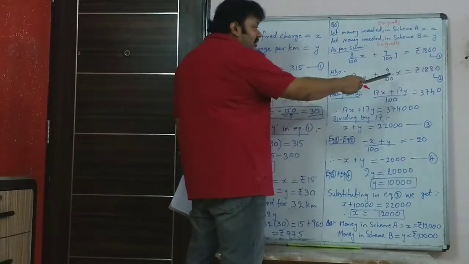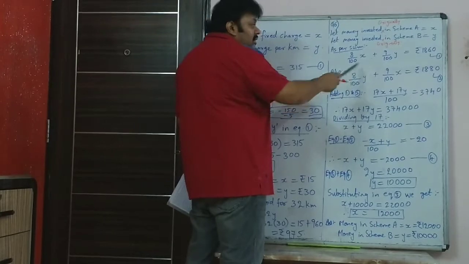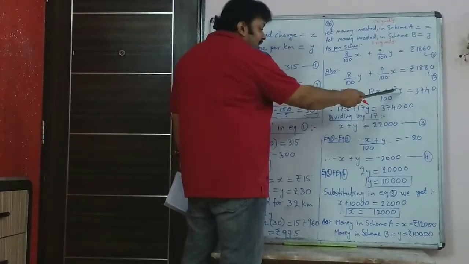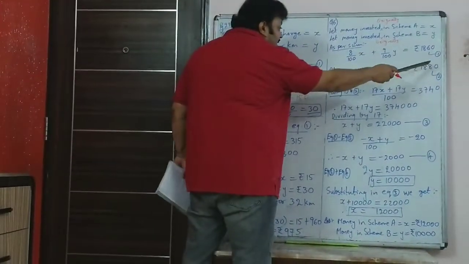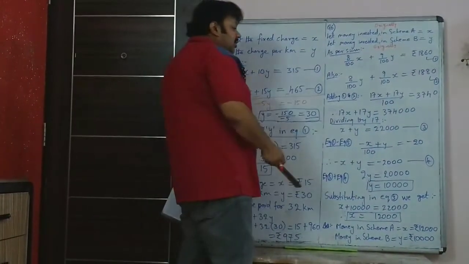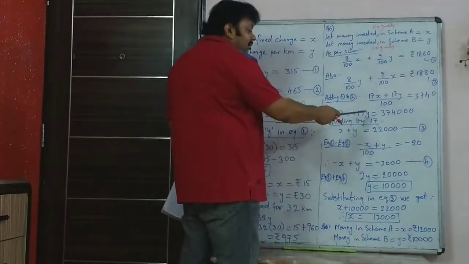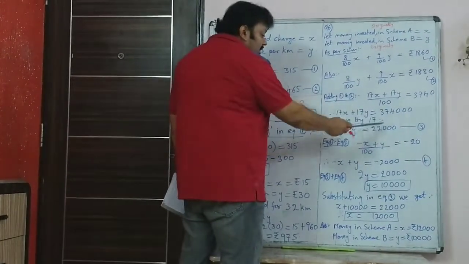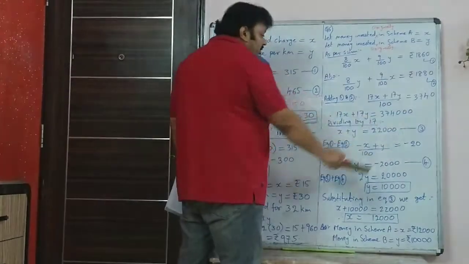When you add the two equations up, you will get 17x plus 17y, the whole thing upon 100, is 1860 plus 1880, that is 3740. This is the first case. Once you have cross multiplied, then you have to divide it by 17. So you will get x plus y is equal to 22,000. That will be called equation number 3.